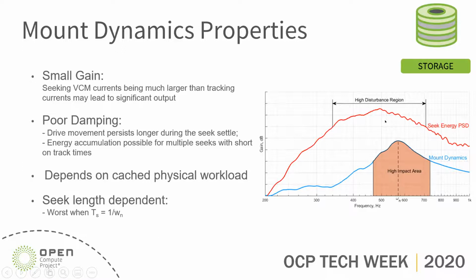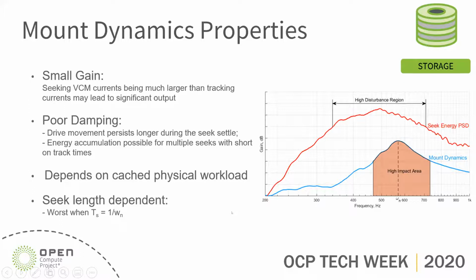If you look at the transfer function from VCM current to the PES disturbance or to the RV sensor signal. But because it has really bad damping, the VCM currents can pump energy into the system, being pretty significant. And when you switch to tracking and settle, the residual oscillations will persist and they will be quite noticeable.